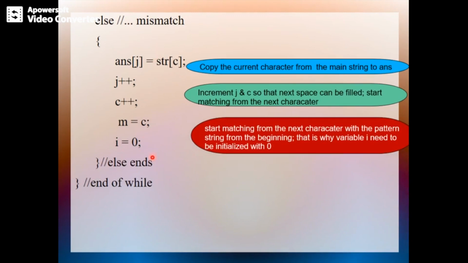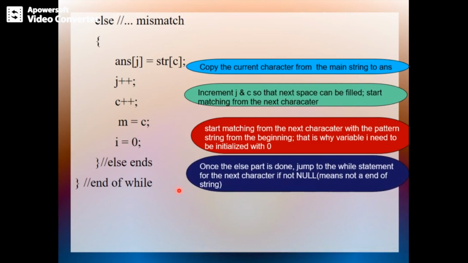So the else part ends. Once the else part ends, the end of while is also done. Which end of while is that? That is the while str of C not equal to null. Suppose all matching you have finished, then the end of while can execute. That means whatever we had to do with the main string we have done, whether you have found the occurrences or not, that is over. And once the else part is done, jump to the while statement to check for the next null, if not null.